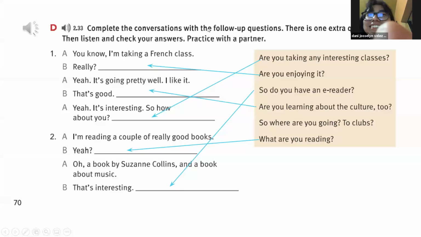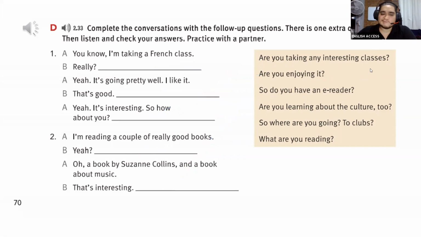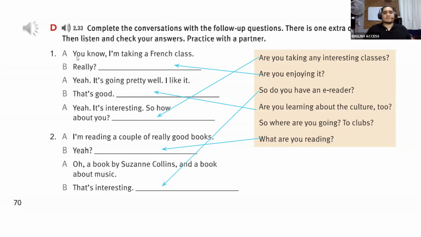Estamos bien. Yeah, very good. Very, very good. Okay. So, let's practice one more time. Okay, please begin, Patti, A, and Dani, you are B.